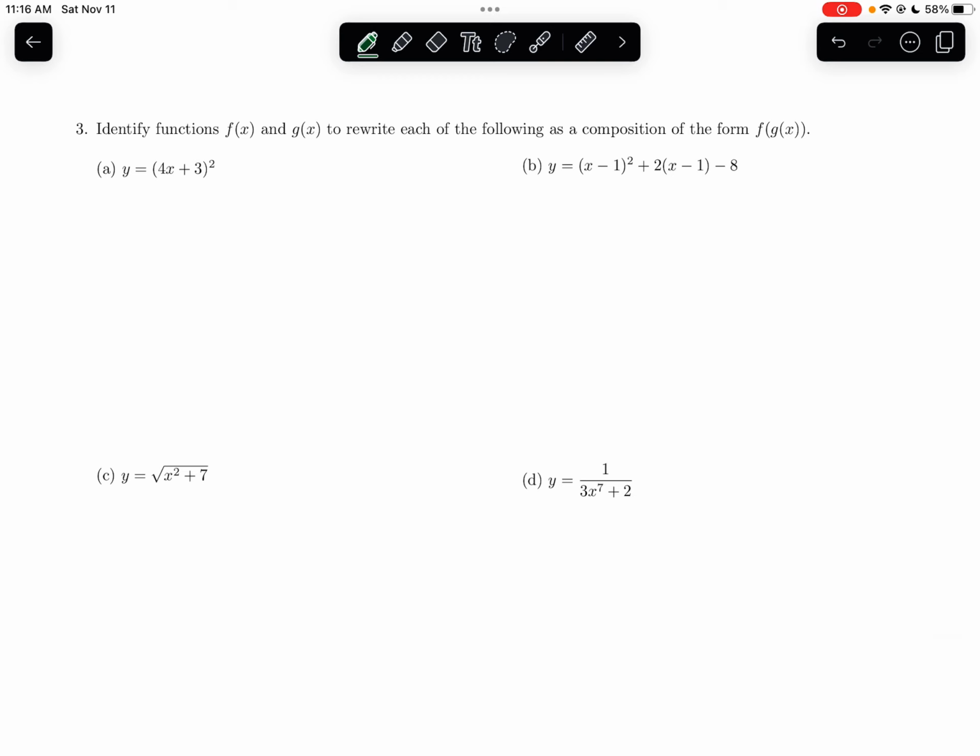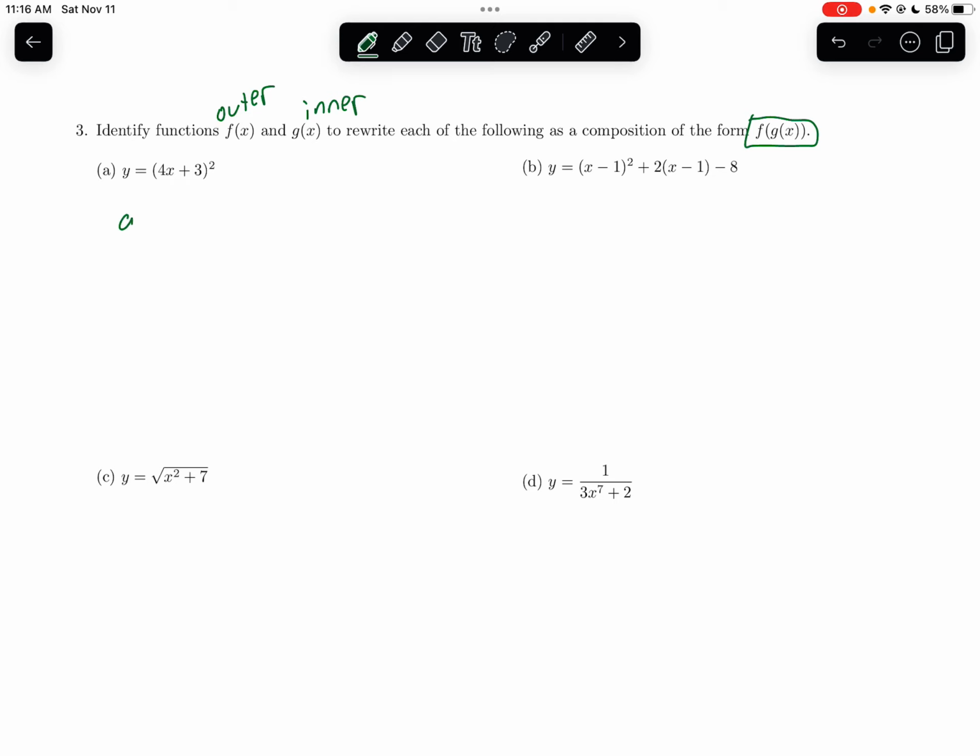Okay, and then decomposing functions, as you're doing for question 3 here. So you have to have g as the inner function and f as the outer. So inner, outer, you have to follow this order just because it's given to you that way.